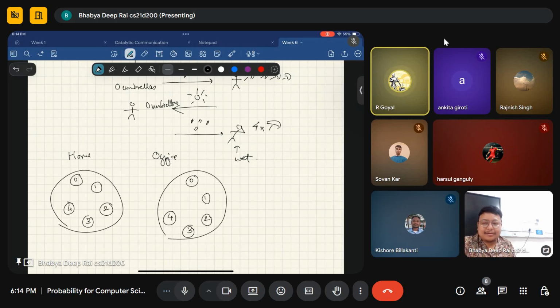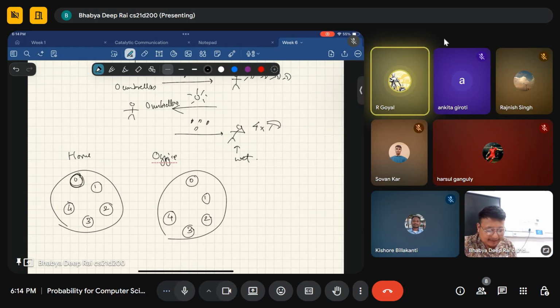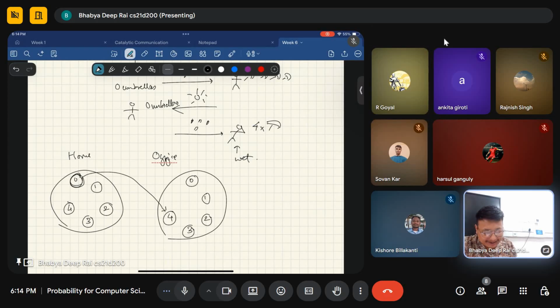Corresponding to home, say corresponding to 0 at home, and if it rains, then the person is going to be affected. Okay, good. And when he goes to the office, and let's say he's at zero, when he goes to the office, then he will go to the state number 4, because all the four umbrellas are there. Very good. And with what probability?